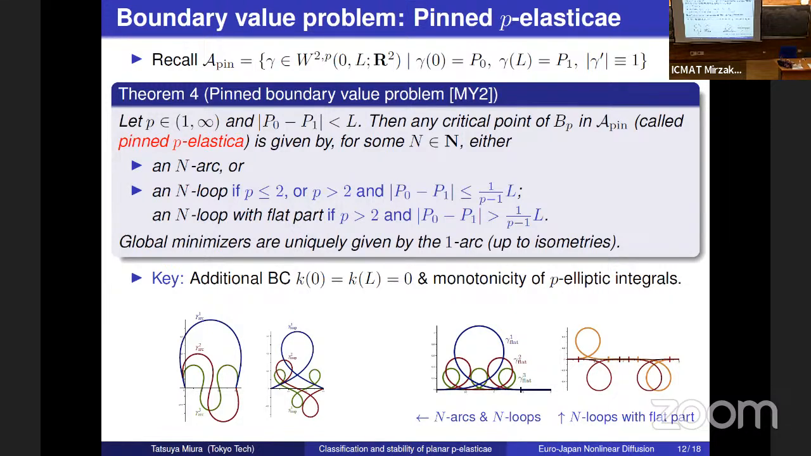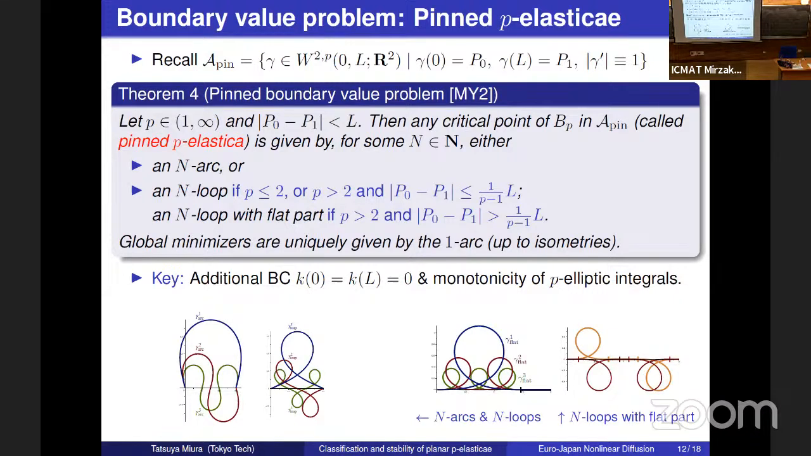So we have the length L curve with endpoints pinned at P0 and P1. And in this problem, we can say that any critical point is given as in these figures. One possibility is what we call an n-arc. I don't give a definition, but it is as shown here. So this is one arc, and any n-arc is a certain periodic extension and rescaling of the original one arc. This is one arc, this is two arc, and this is three arc.